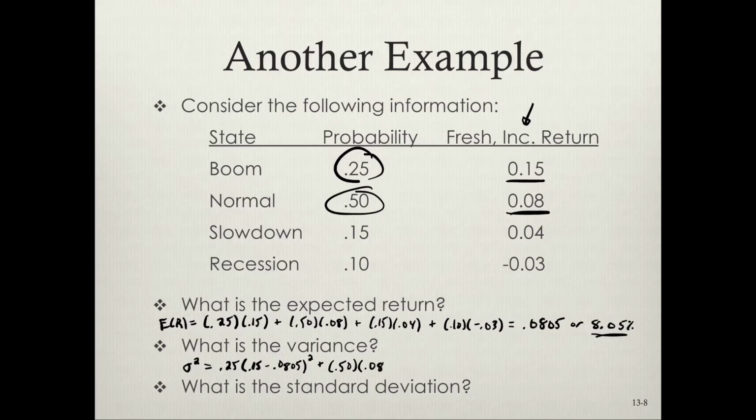So the return in that case would be 8% minus 0.0805. We square that. We add to it. We do the same thing for slowdown. We have a 15% probability of a slowdown. In that scenario, we would have a return of 4% minus the average.